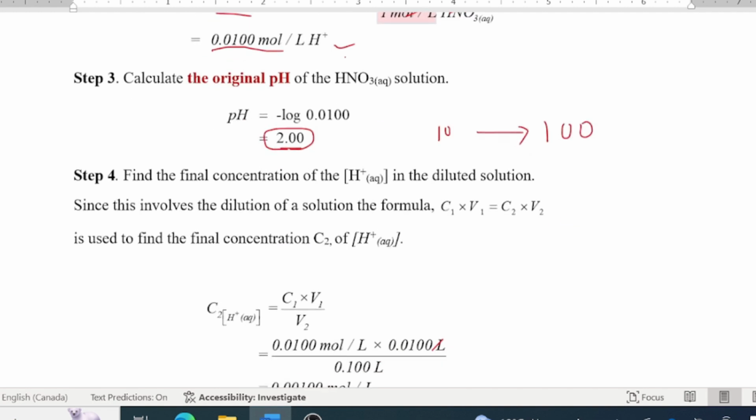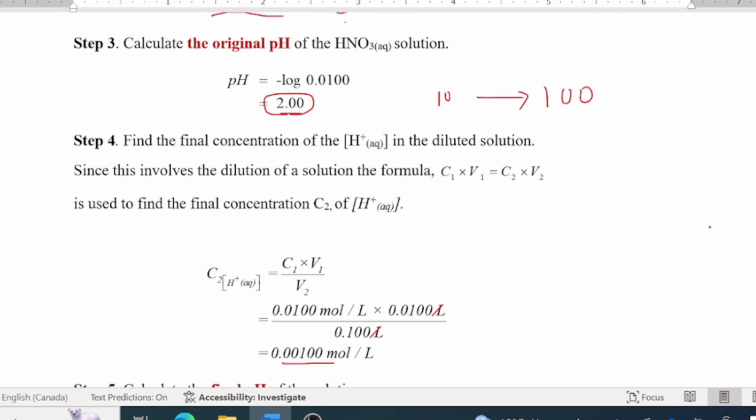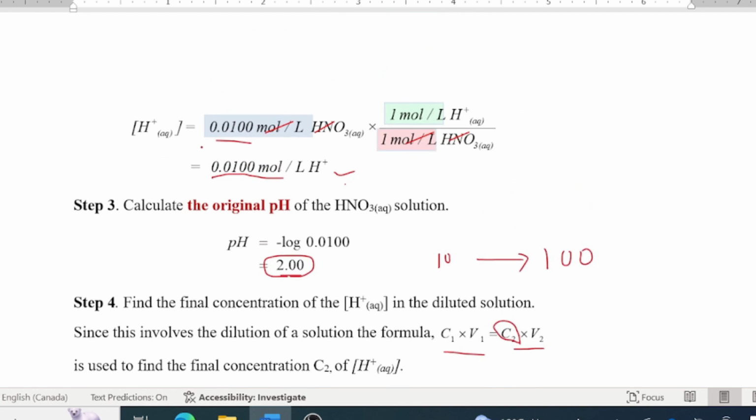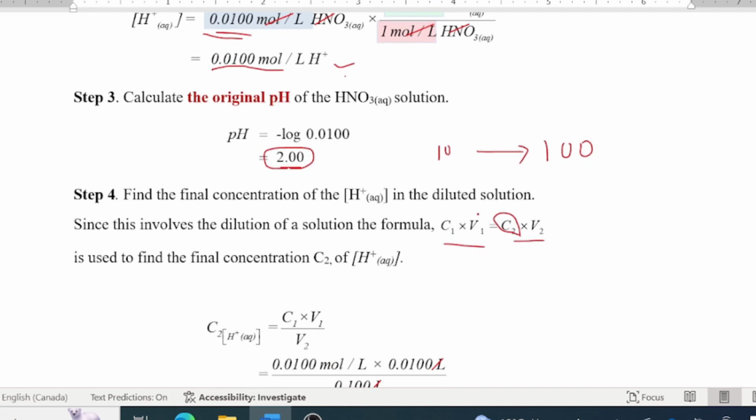Let's see. Find the final concentration. Use this equation: C1V1 equals C2V2. How can you remember that? And we are looking for C2. We know C1 because they give you that, 0.0100 moles per liter. You know V1, which is 10 milliliters. You know V2 is 100 milliliters. Change all of those to liters.